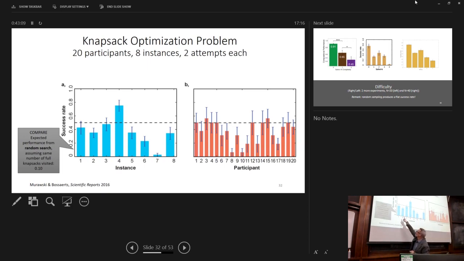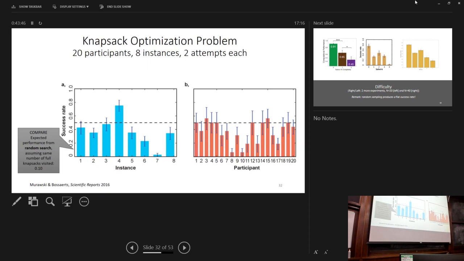Compare their performance though, these are the blue lines. It's close to 50%, but below 50%. Compare that to the expected performance from random search. I'm solving my puzzle by throwing pieces in the air. I'm trying to randomly fill this knapsack, and if it doesn't work, I'll just throw everything out and try something else. Assuming the same number of full knapsack visits as any of these participants, it's 10%. So they do about 5 times as well as random search. They are not randomly searching.